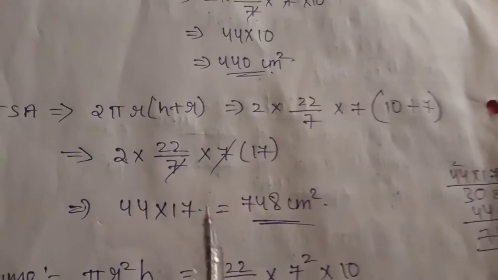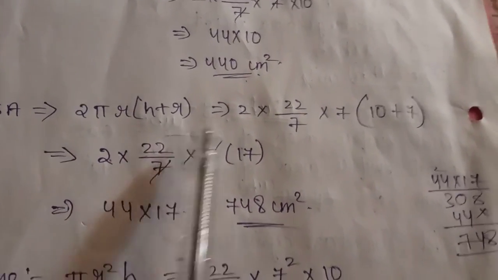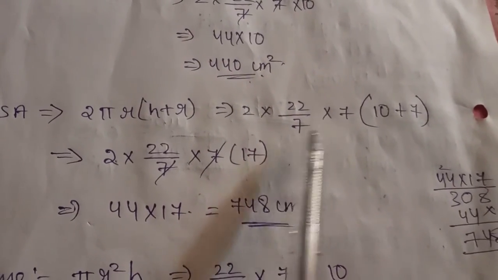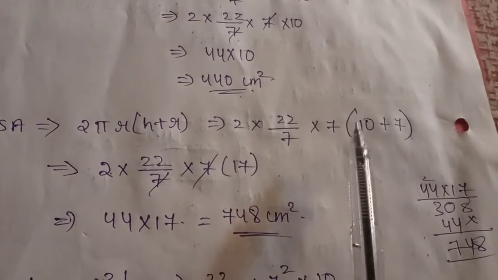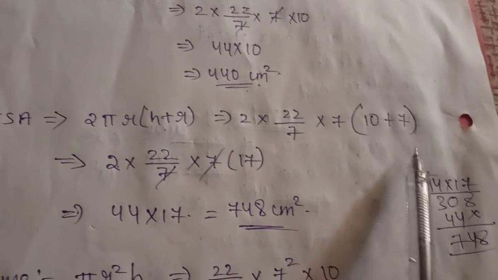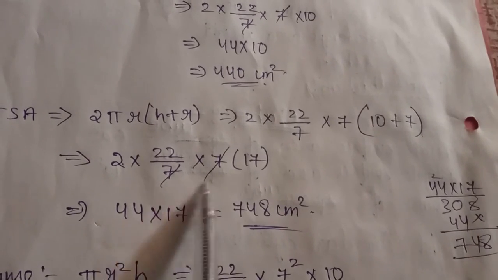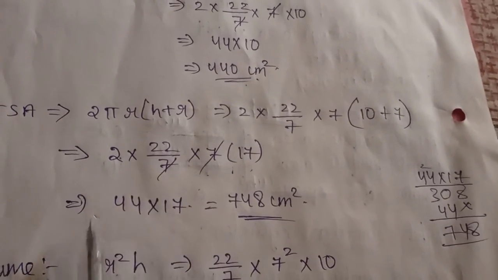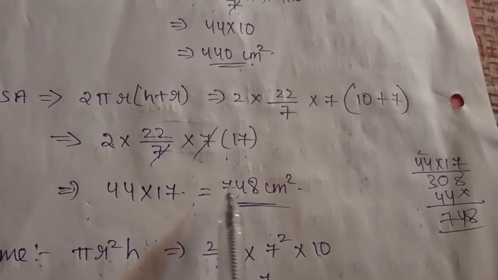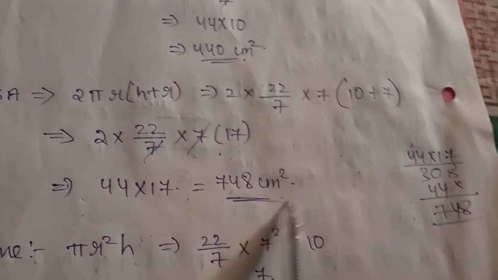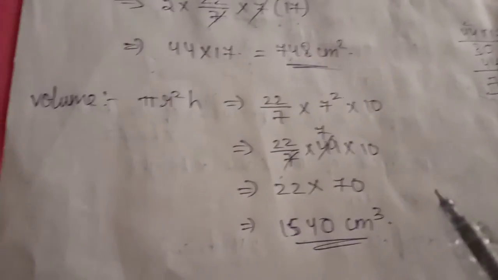Now total surface area. The formula for total surface area is 2 pi r into h plus r, equals 2 into 22 by 7 into 7, r is 7, and into 10 plus 7, that means height plus r. So here 7 gets cancelled and 10 plus 7 equals 17. So this is the step, and now 2 22s are 44 and the remaining one is 17. So 44 into 17 is 748 centimeter square. So here you can see the calculation also. So 748.